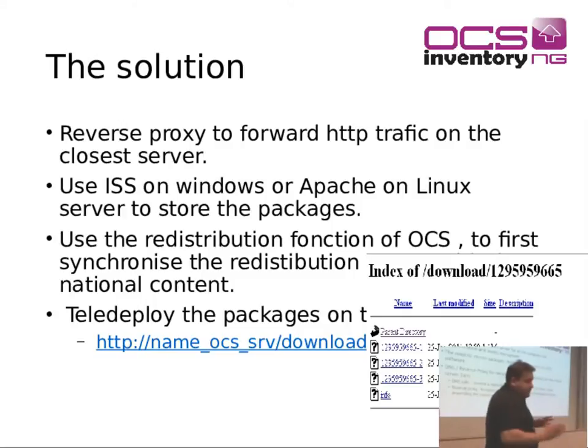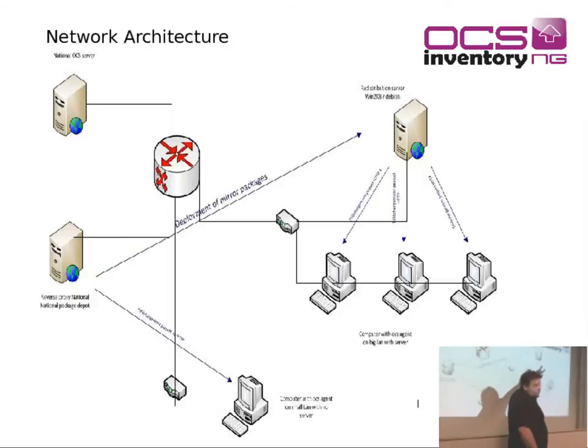Either use the DNS split solution, where we have a name resolution which is different depending on the IP you're asking from in your DNS request. That's the first solution. And you have another solution with a reverse proxy, in kind of the same way. If you ask for an HTTP connection, depending on your IP, it redirects the HTTP flows directly to the local server.